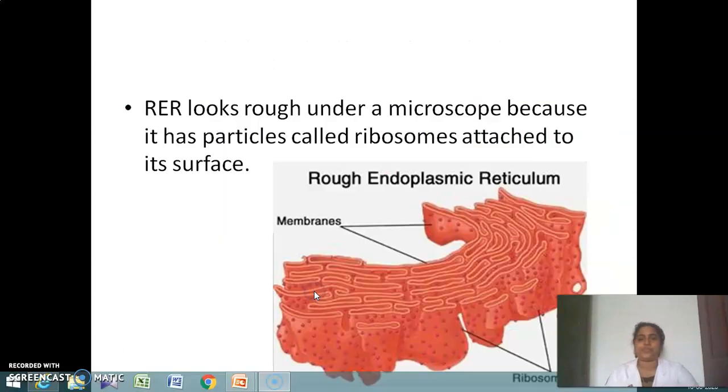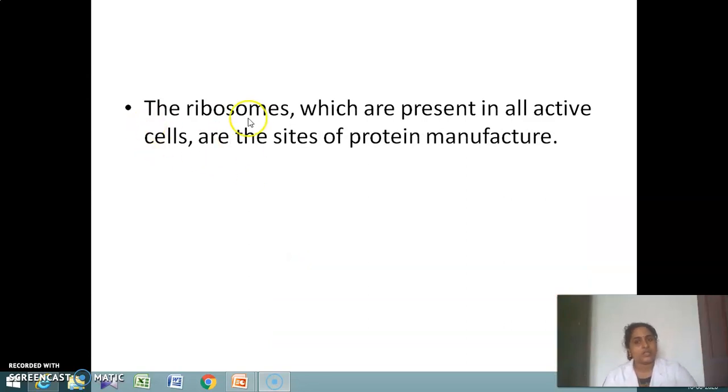Clear, children? So we can start with rough endoplasmic reticulum. It looks rough under a microscope because it has particles called ribosomes attached to its surface. You can see ribosomes attached on the surface, and this area of endoplasmic reticulum is called, yes, rough endoplasmic reticulum. Children, why do these ribosomes get attached to this endoplasmic reticulum? What is the function of ribosome? Yes, protein synthesis. So the ribosomes which are present in all active cells are the sites of protein synthesis.